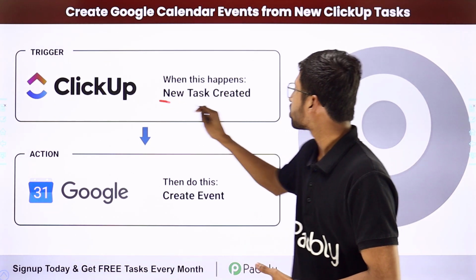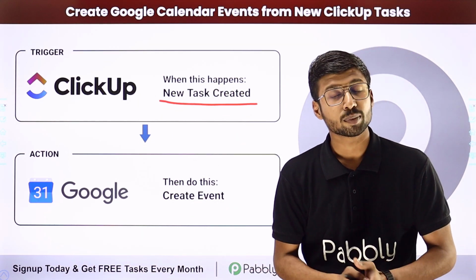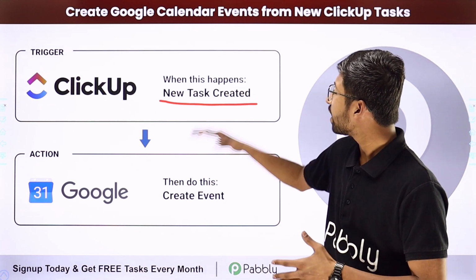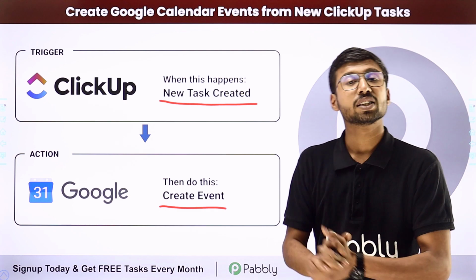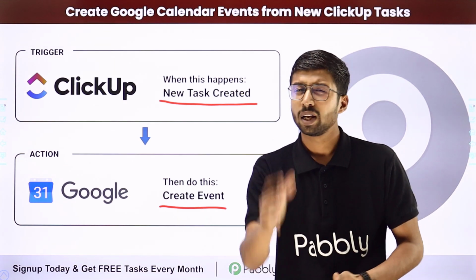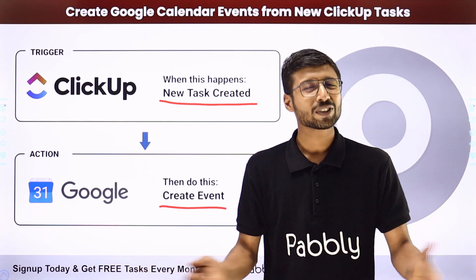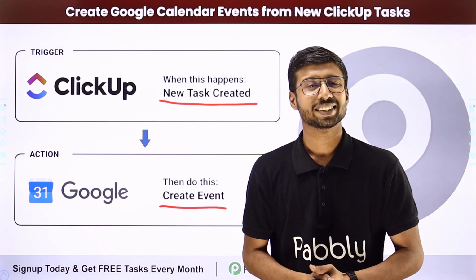The trigger of this automation will be creating a new task in our ClickUp account. The action will be creating a new event in Google Calendar with the same task details which we have entered in ClickUp. Now how can you set up this automation? To know this, you have to come with me to my screen.